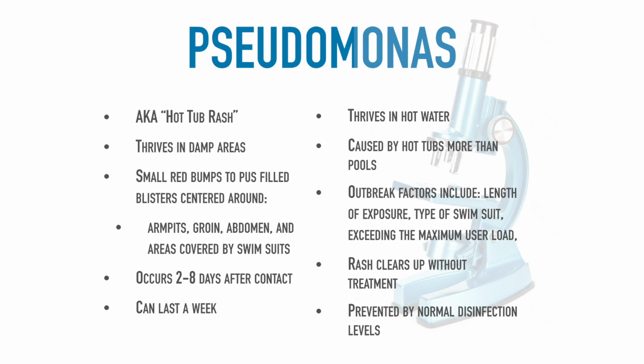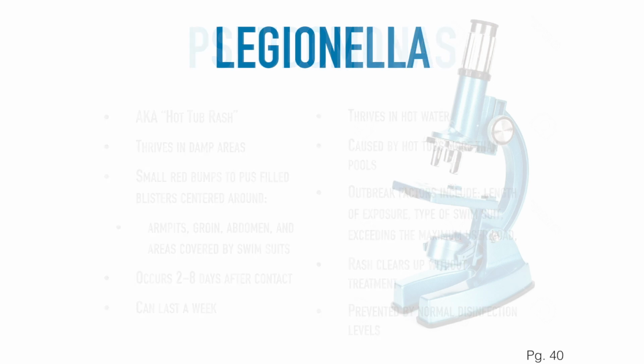Like I said, the armpits, the groin area, and the swimsuit area. Making sure that we're keeping our chlorine or bromine up inside of our hot tubs will prevent Pseudomonas from growing inside the hot tubs, but we also need to make sure that we're keeping our decks as dry as possible.